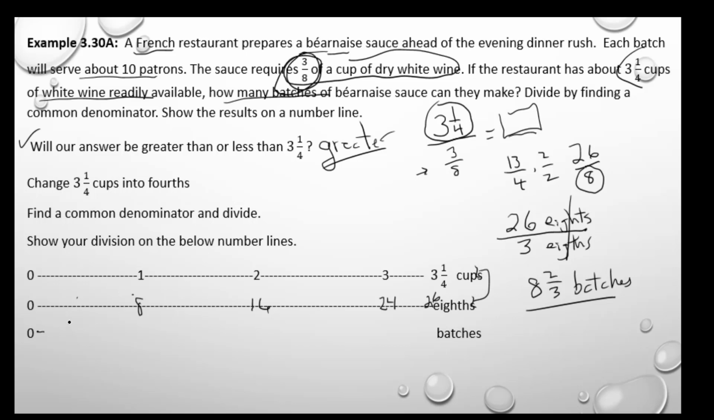So I go 3/8, I get 1 batch. I go 6/8, I get 2 batches. 9/8 is 3 batches. 12/8 is 4 batches. 15/8 is 5 batches. 18/8 is 6 batches. 21/8 is 7 batches. 24/8 right here is 8 batches, and then I get 2/3 left over.